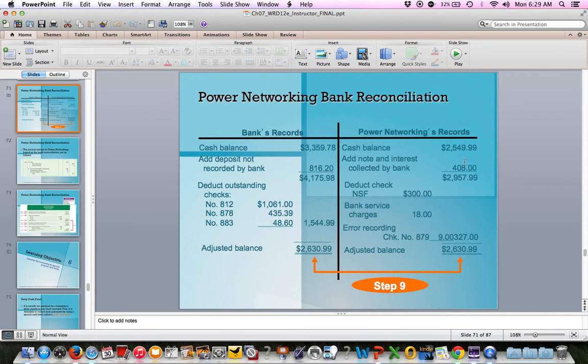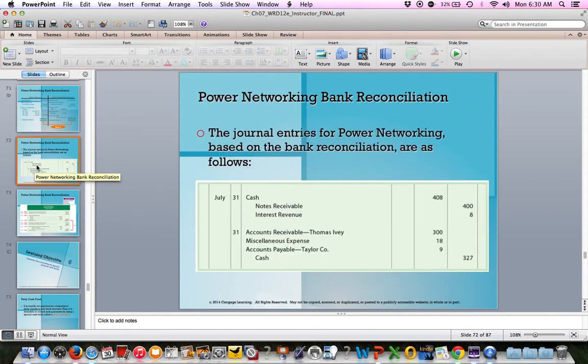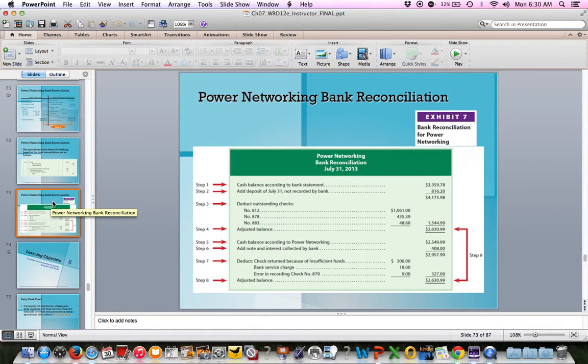So I got a deposit of 408, or an increase to cash of 408, and deductions to cash for 318 and 9. And that's what this entry will do. It records the debit to cash and the credit to cash, and now my new ending cash balance will be the same as my bank recon. So here is then the bank reconciliation with all the steps listed out.